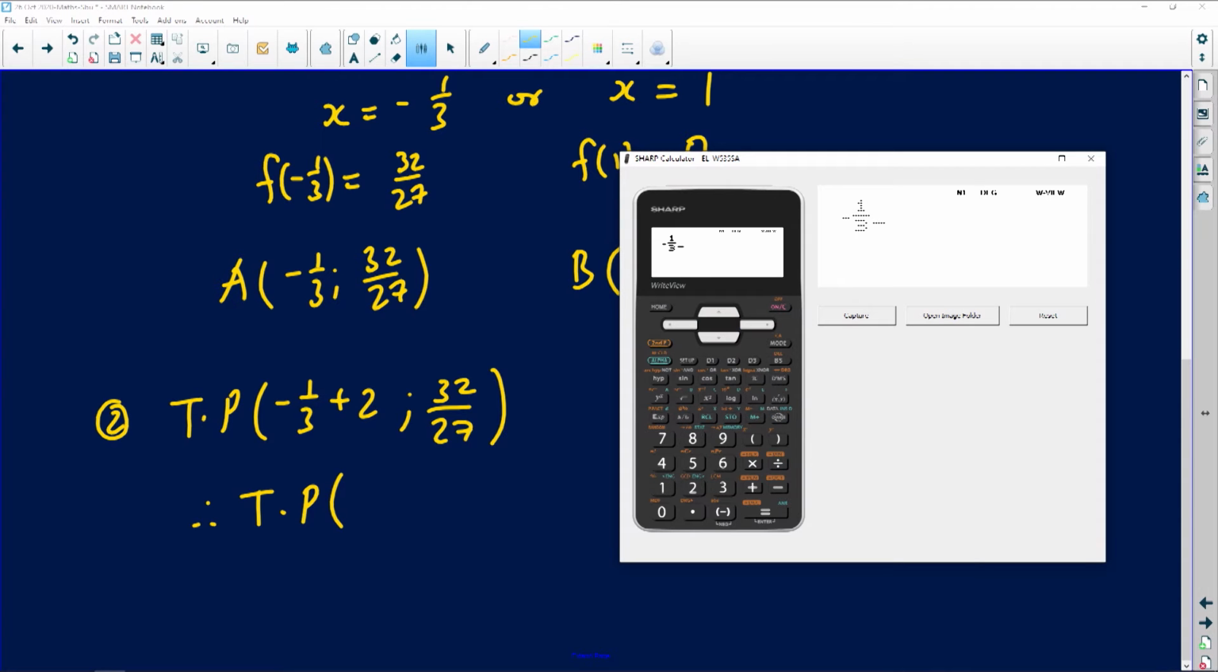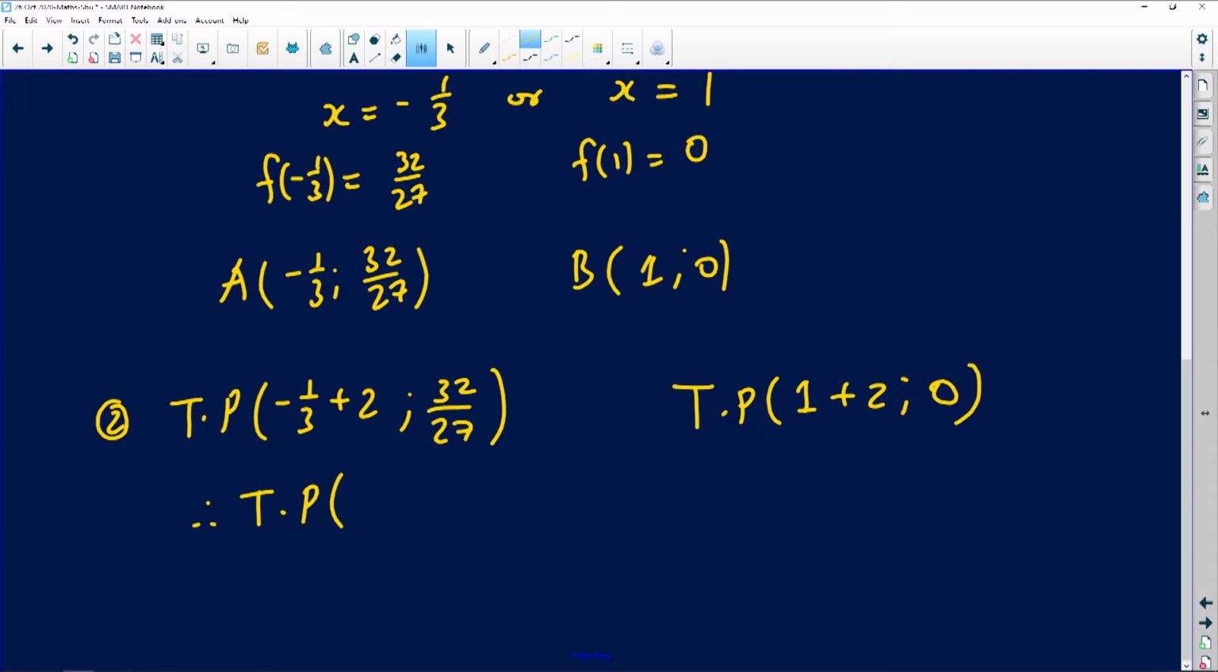A third. And then you want to add 2 on that. What do you end up with? You end up with 5 over 3. Okay, so that's what I'm going to have here. 5 over 3 and 32 over 27. And then the next turning point is going to be 3 is to 0.